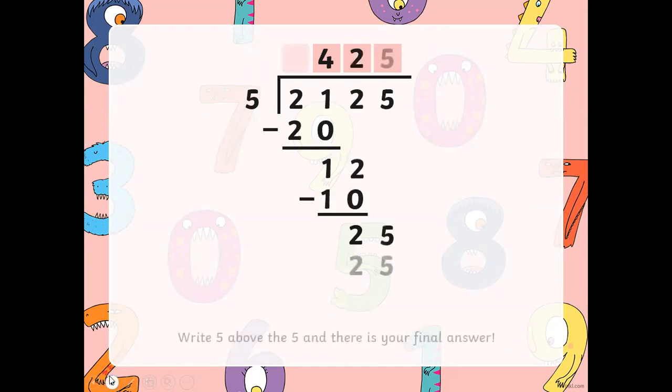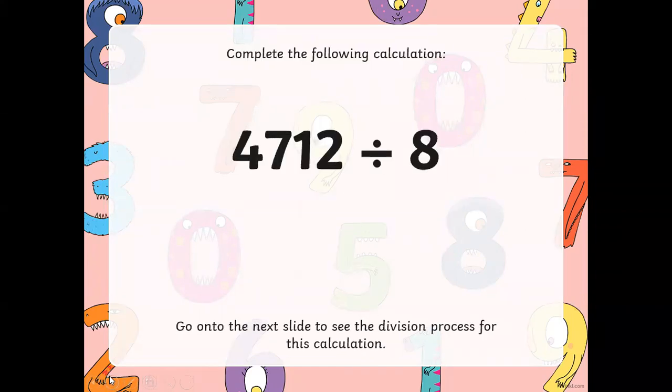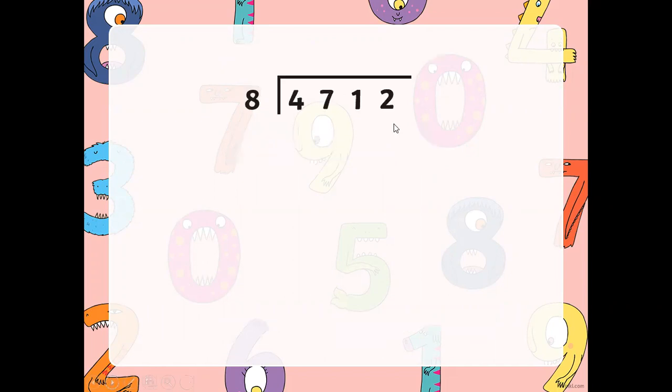Going to go into a bit more of a difficult times table. What about 4,712 divided by 8? So over here, this is how you write it as standard written method. Write down 4,712, draw your bracket thingy. It's not really a bracket, it's just like an L and then a symbol. So you put your 8, divide by 8, and then start. 4 divided by 8.